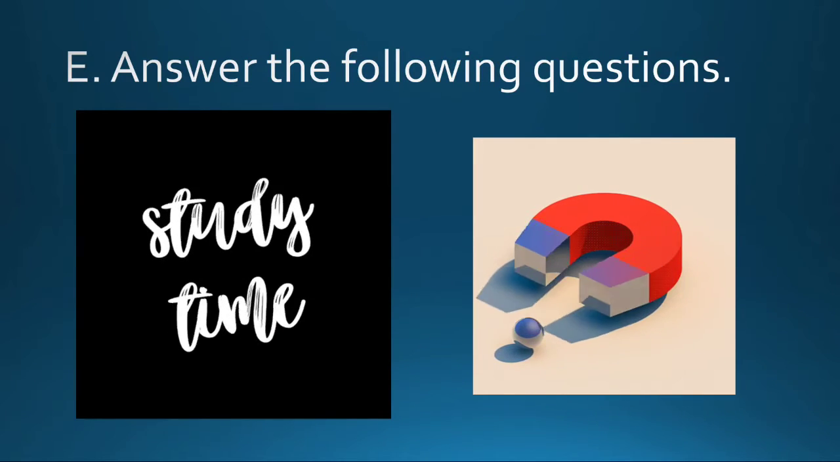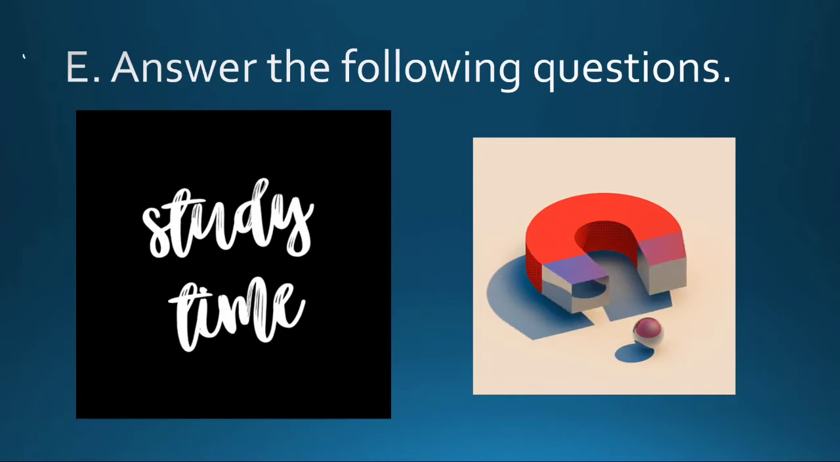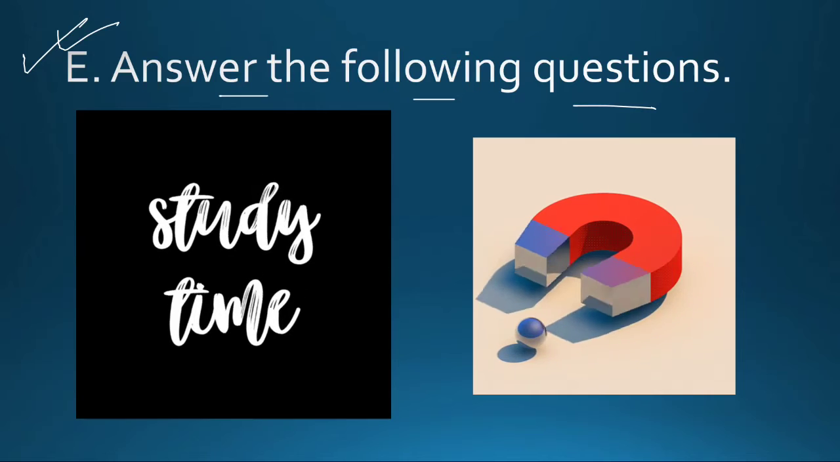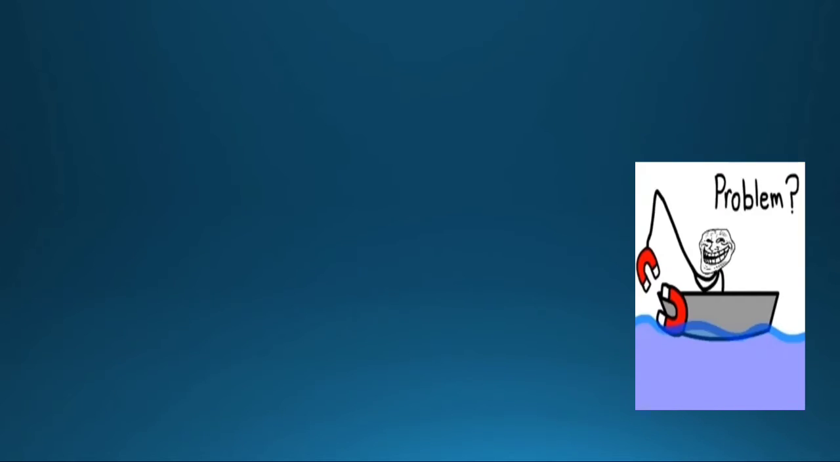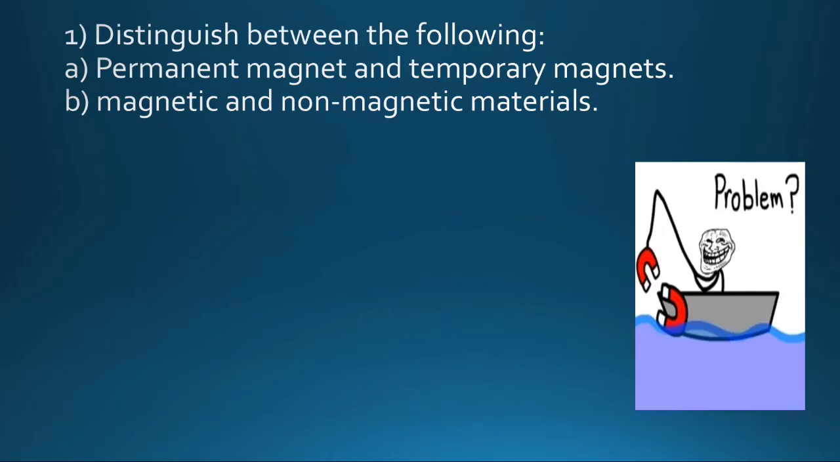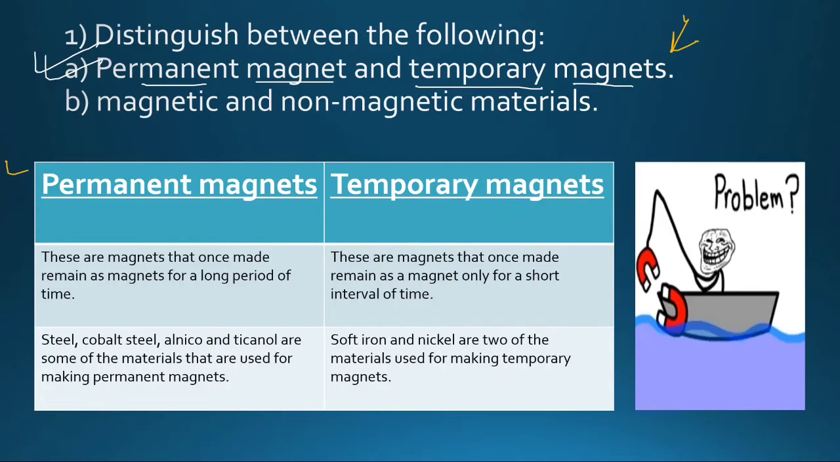Now we are moving ahead to the long answer questions. Answer the following questions. Question 1. Distinguish between the following. Point A is permanent magnet and temporary magnet. So first we will do point A and then we will move to point B. Answer. Permanent magnet and temporary magnet.